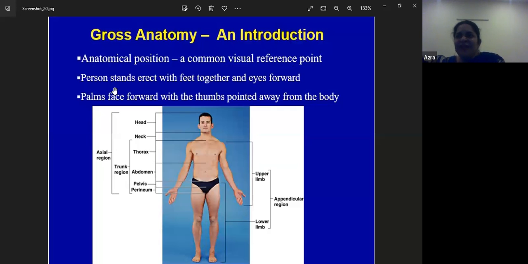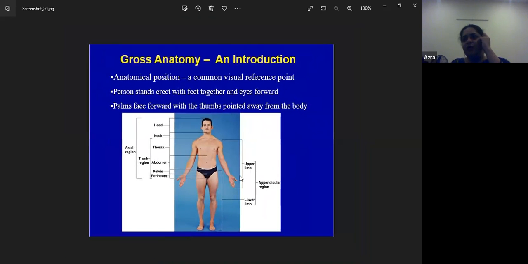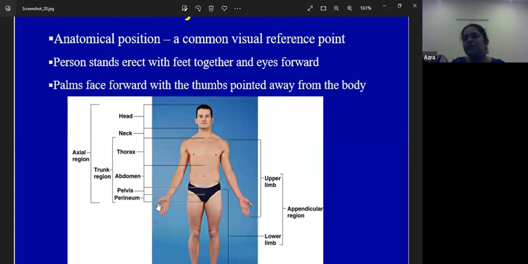Person starts erect with feet together and eyes forward. If the person is standing up like this, the person is standing erect with feet together, and eyes in front, anterior, forward side. And palms face forward with the thumbs pointed away from the body, like this. The thumb is away from the body. It does not look like this. Look in the camera. It looks like this.